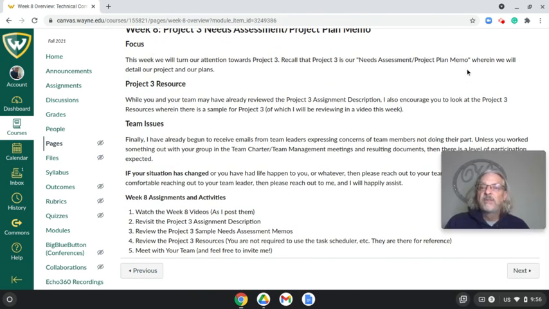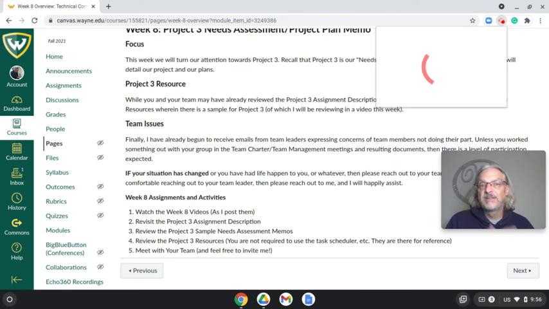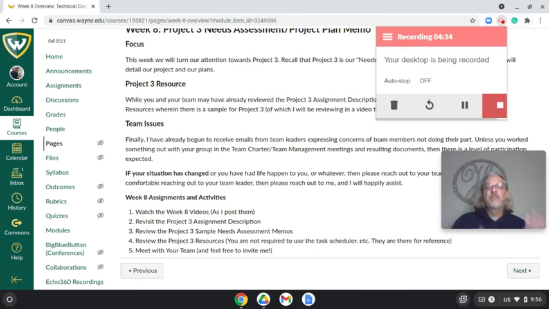And of course, there are some resources here too. Make sure you understand that you're not required to use the task scheduler or some of the other specific things that are listed here. They're just there to be helpful, literally like a resource, not necessarily a source. You can adapt them into your needs assessment memo and your project plan memo, however you and your team see fit. They're just there for reference. And then, of course, meet with your team and feel free to invite me.